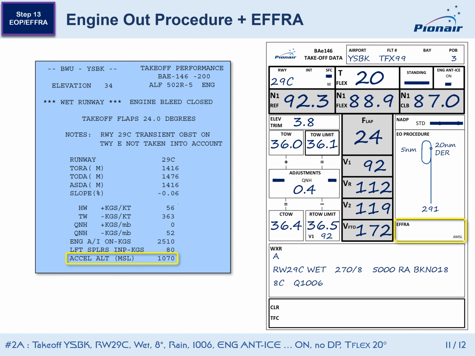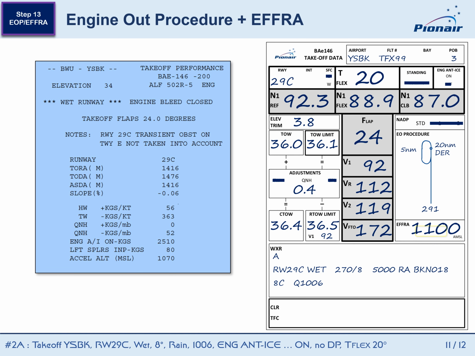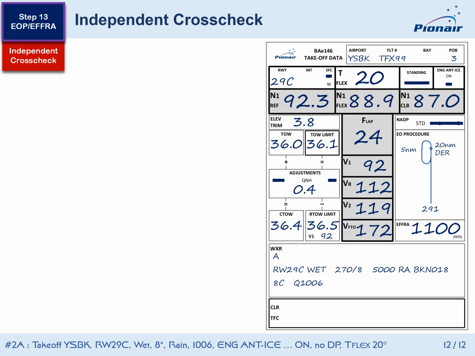And finally, our minimum engine failure flap retraction altitude is published in the RACM here as 1070. We'll round this up to 1100 for altimeter bugging purposes and write it on the card. With the card complete, it's time to hand it over to the other pilot for an independent cross-check. While this procedure is covered in the SOPM, the following points are worth noting.